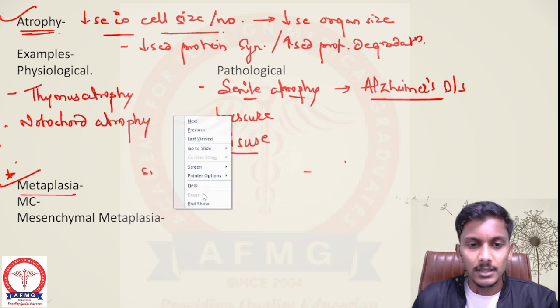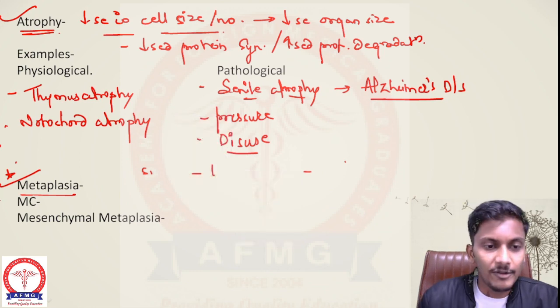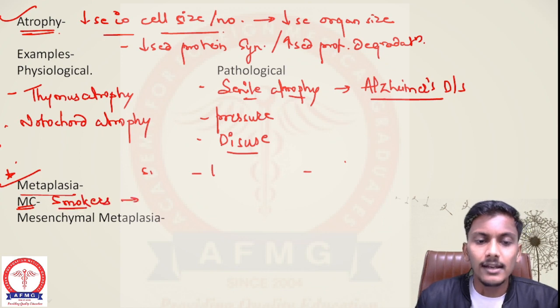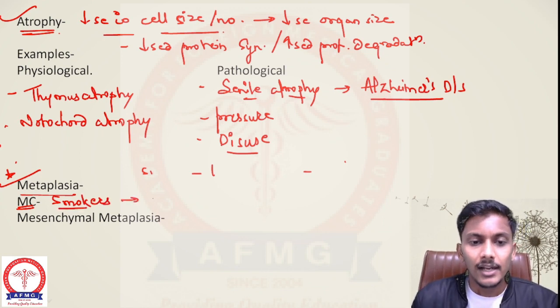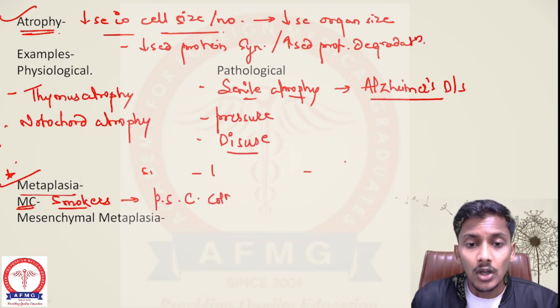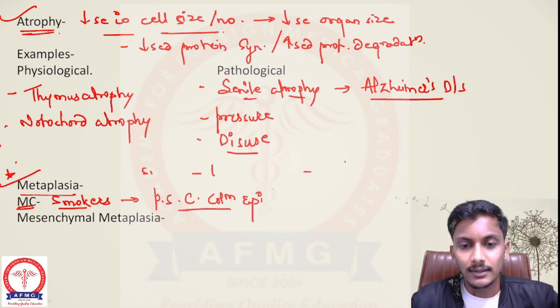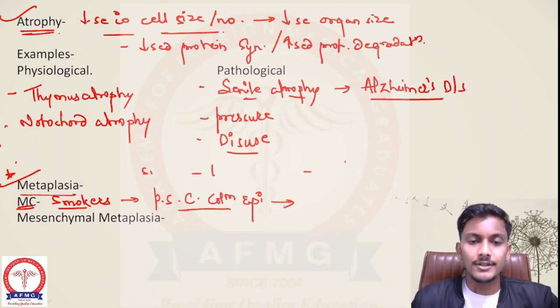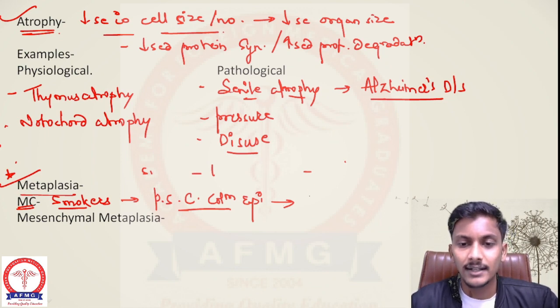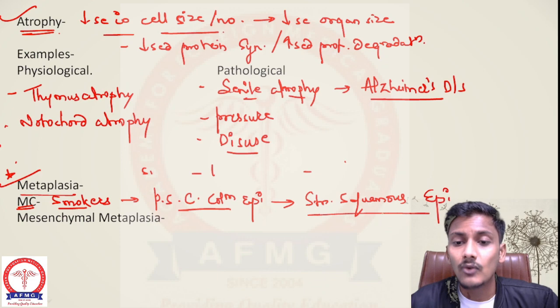So please remember, the most common type of metaplasia is seen usually in smokers. So what happens in smokers? Usually in the respiratory tract, what is the normal epithelial lining? In the respiratory tract, the normal epithelial lining is pseudo-stratified ciliated columnar epithelium. Due to prolonged, constant smoking, which is an injury to the cell, this pseudo-stratified columnar epithelium of the respiratory tract is changed to stratified squamous epithelium, and this is a classical example of squamous metaplasia.